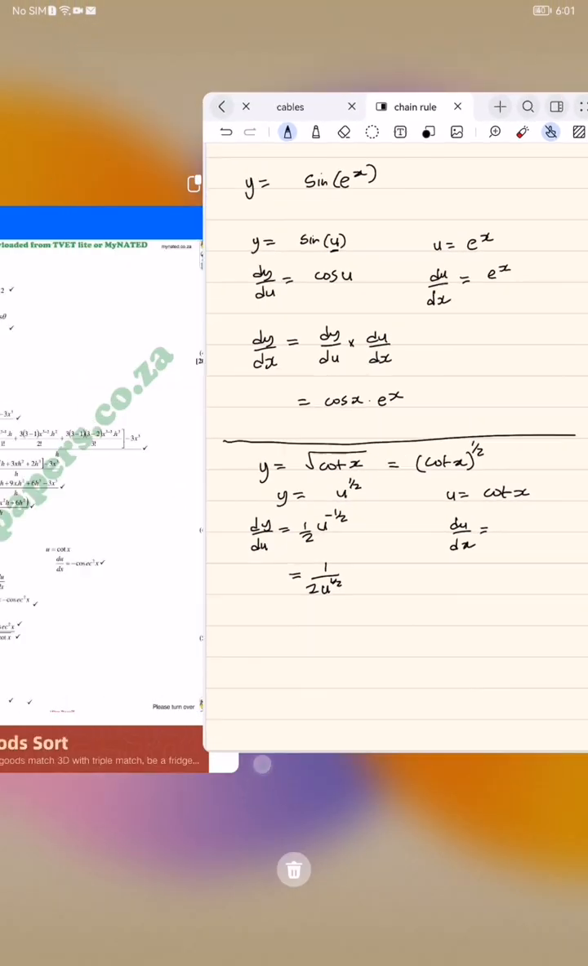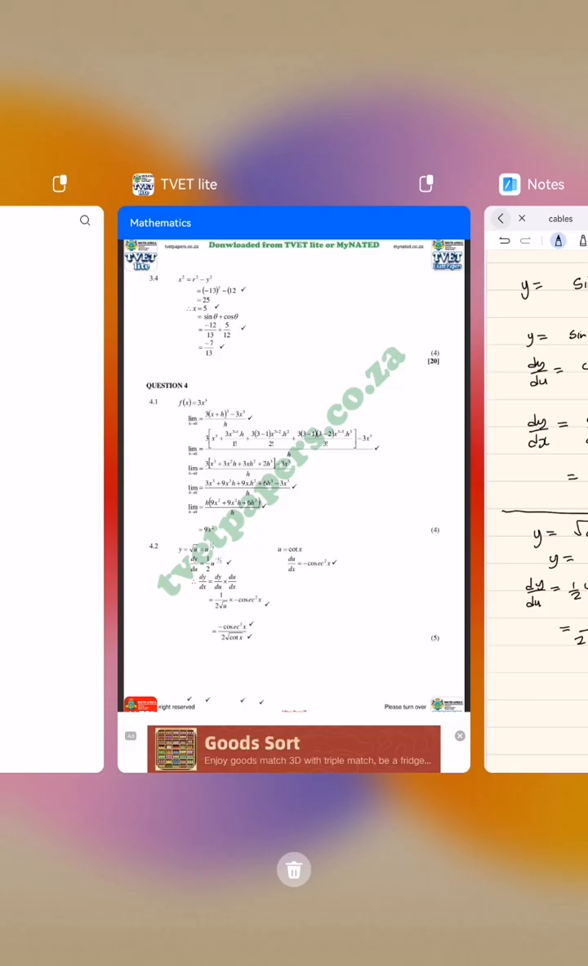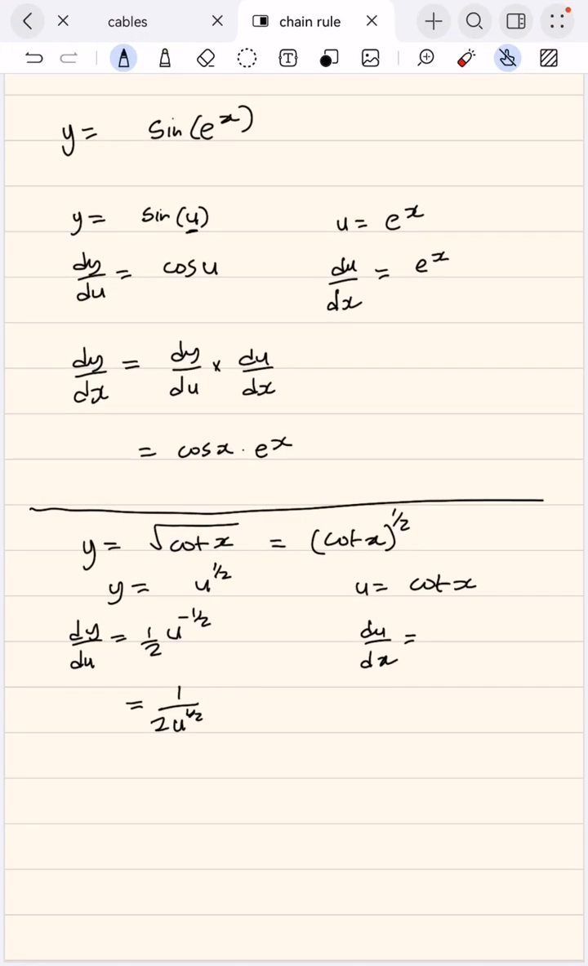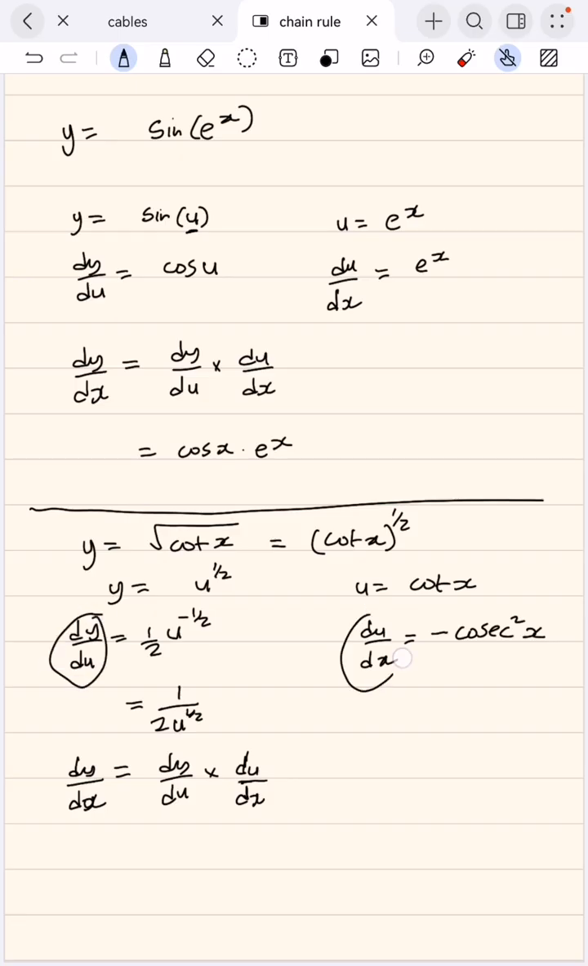Is it cos x squared or something? Let me check. Yeah, it's negative cosec x squared. I derived u with respect to x, I derived y with respect to u, right? So now we get to the final answer. dy dx is dy du times du dx. You take these two formulas exactly as they are.